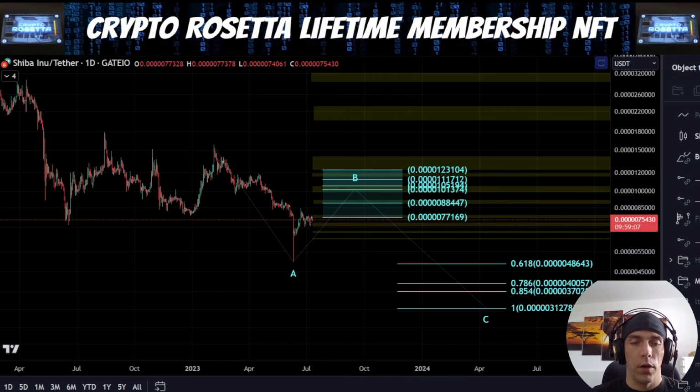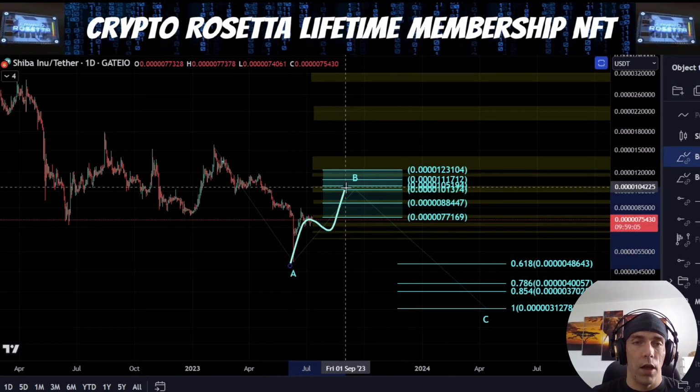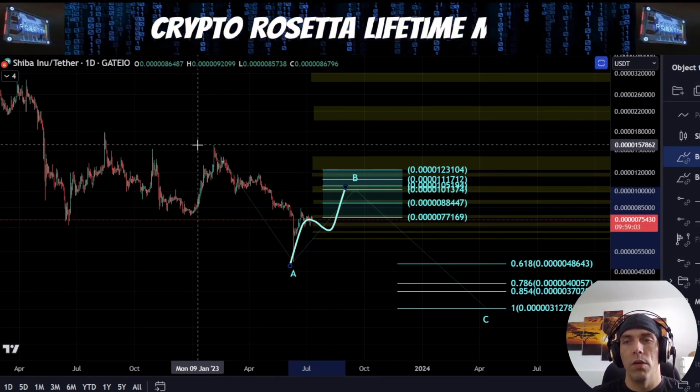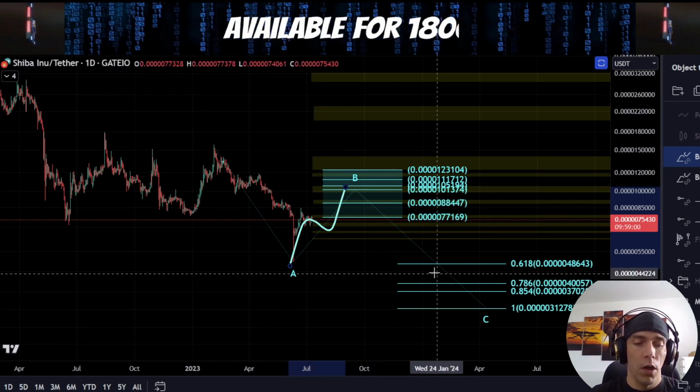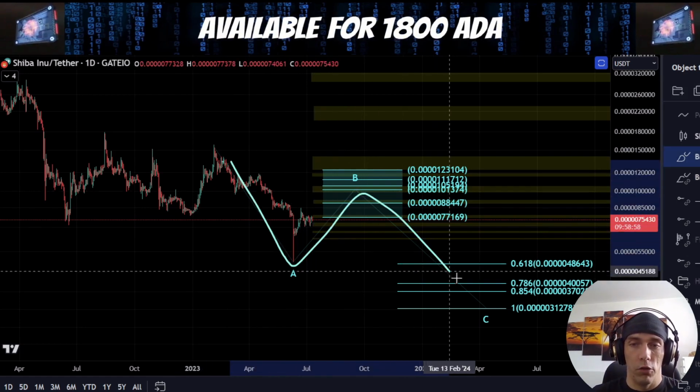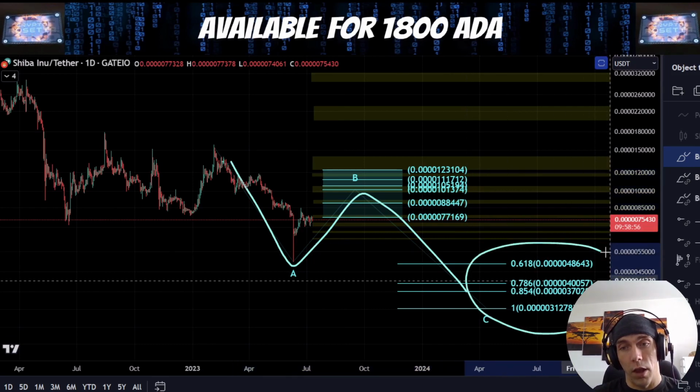So what I'm looking for here is that if we just see 3 waves to the upside and we fail to break back above this 157862, we could still continue down in an additional C wave here, looking for these target areas.